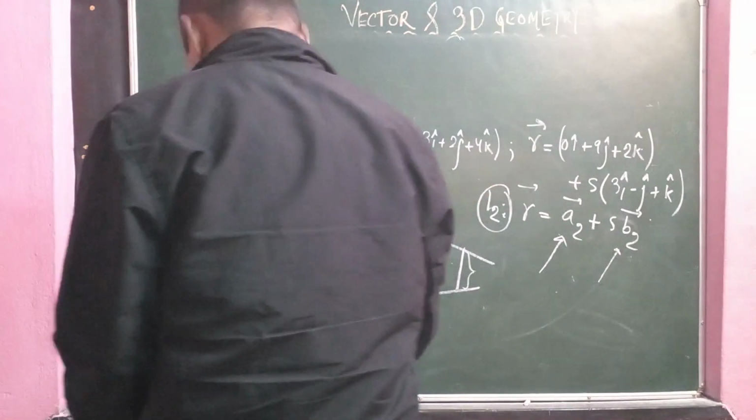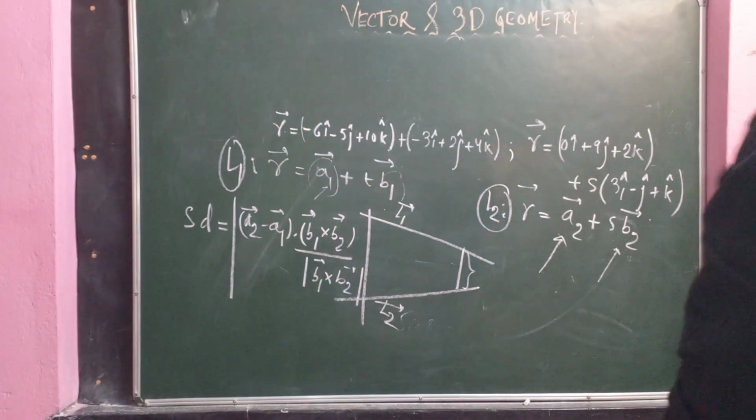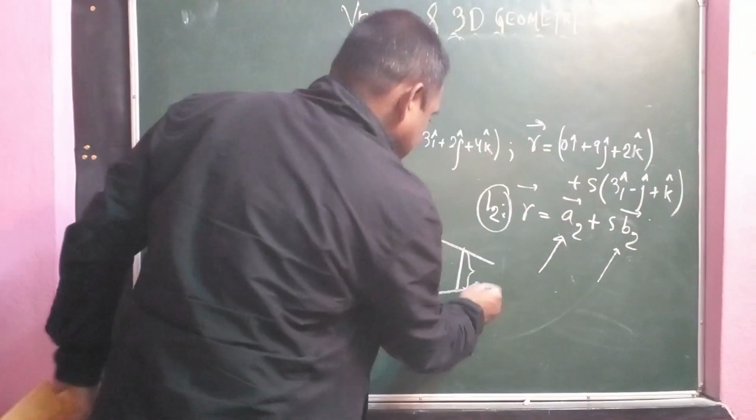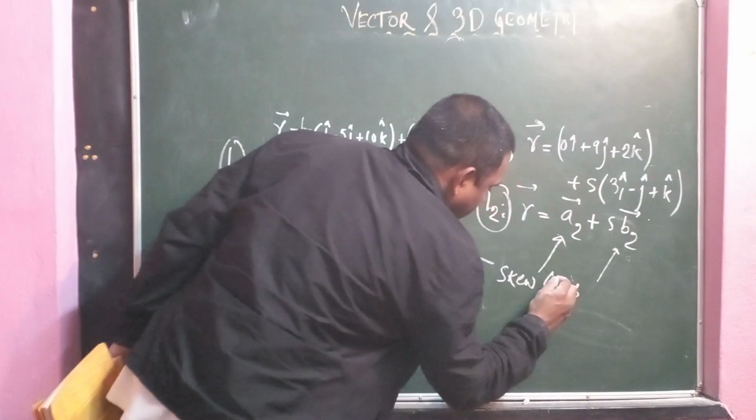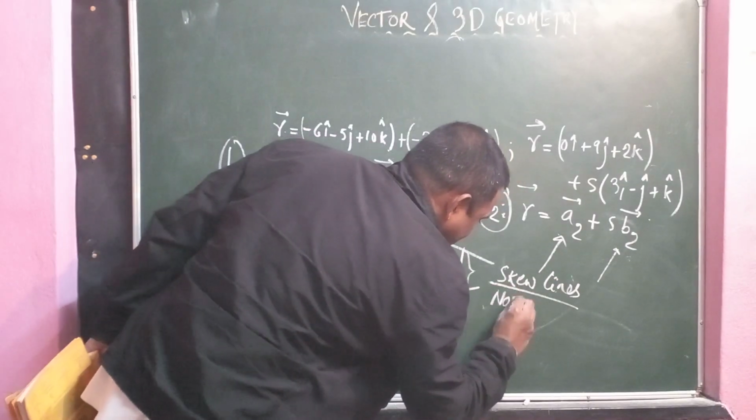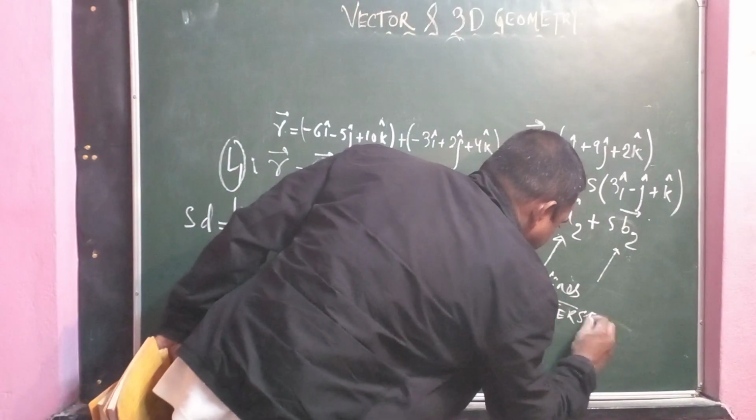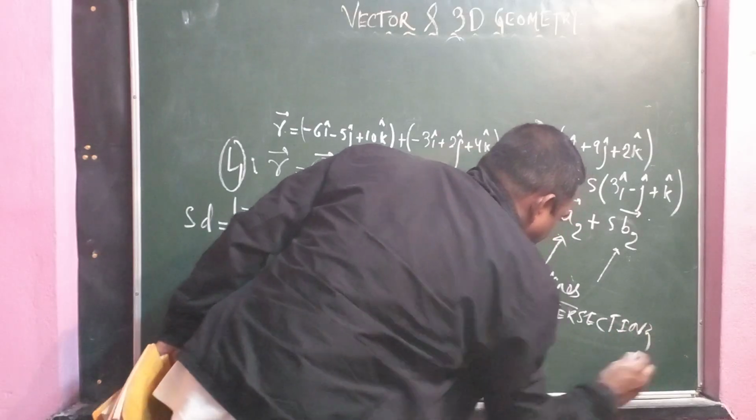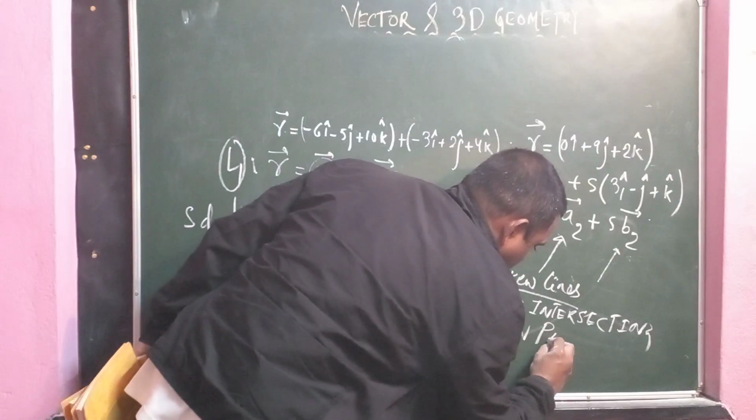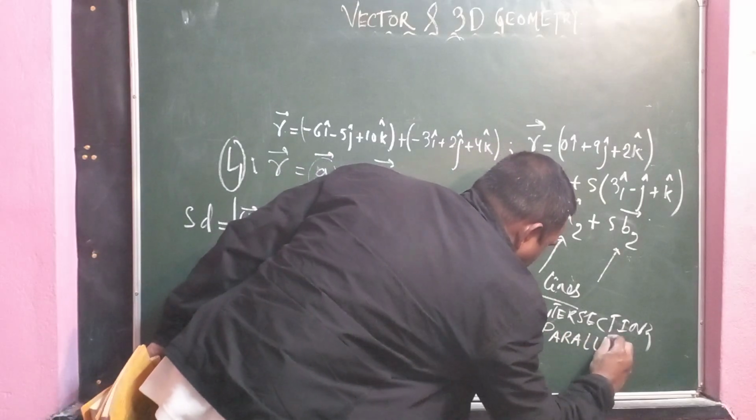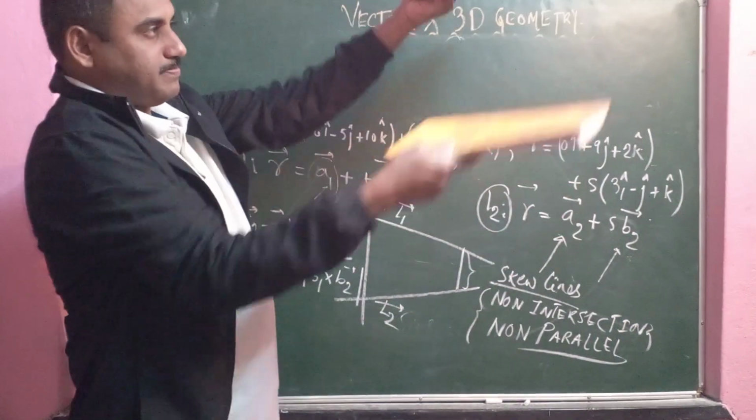See, suppose let's take two. What is skew lines? These lines are skew lines. This is very important. One question will come on this. Skew lines are non-intersecting and non-parallel. What is non-intersecting, non-parallel?